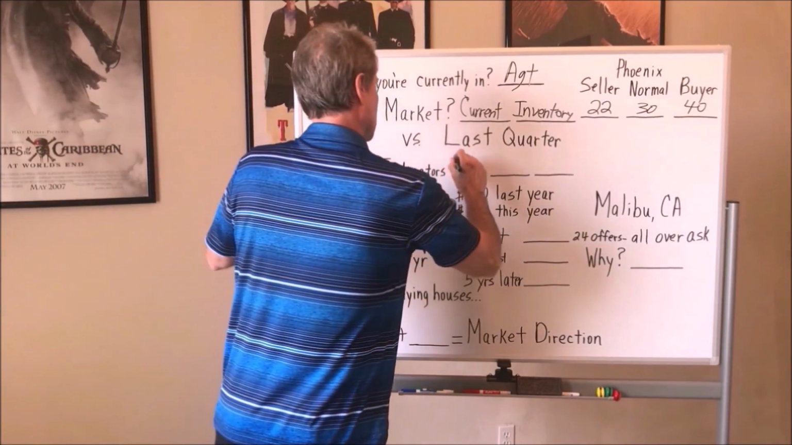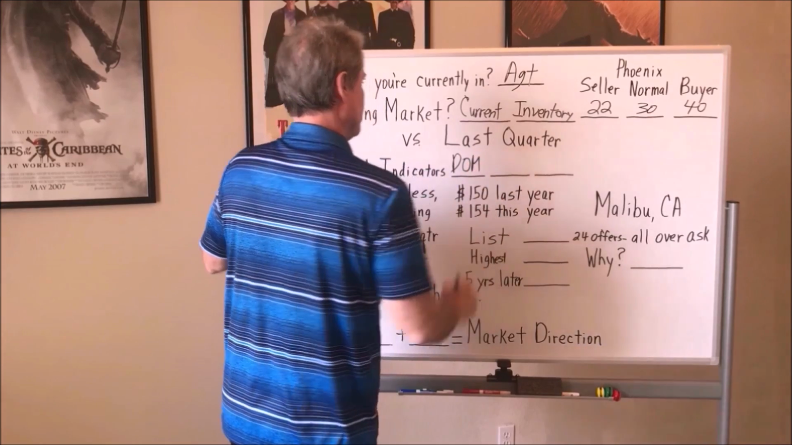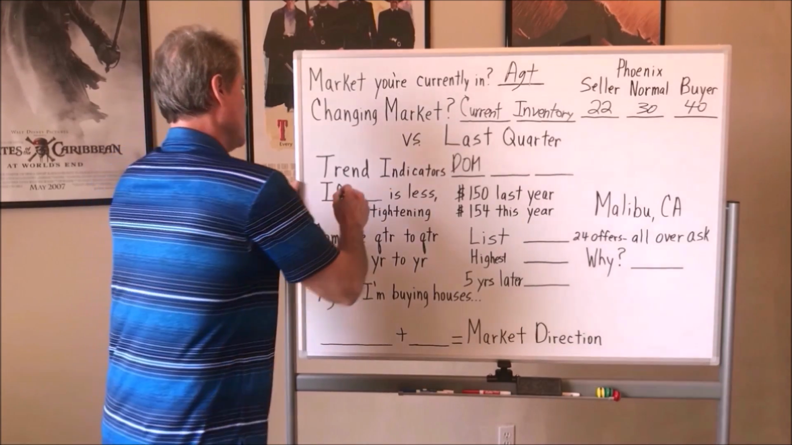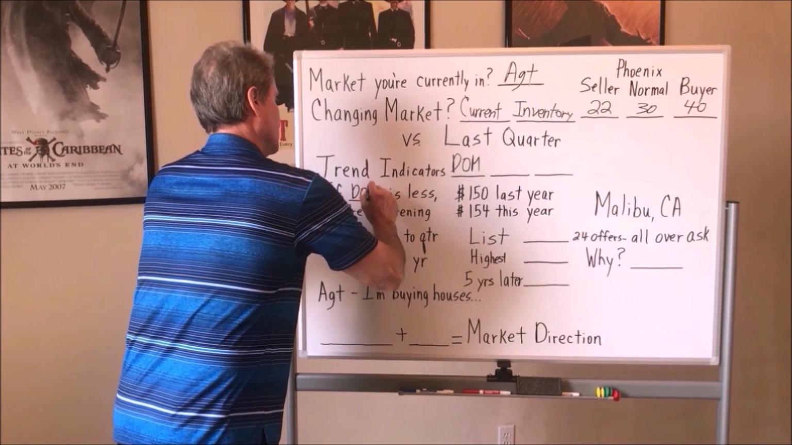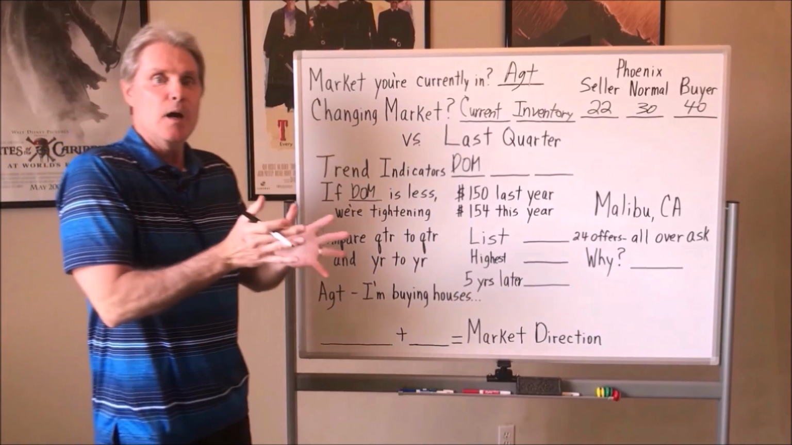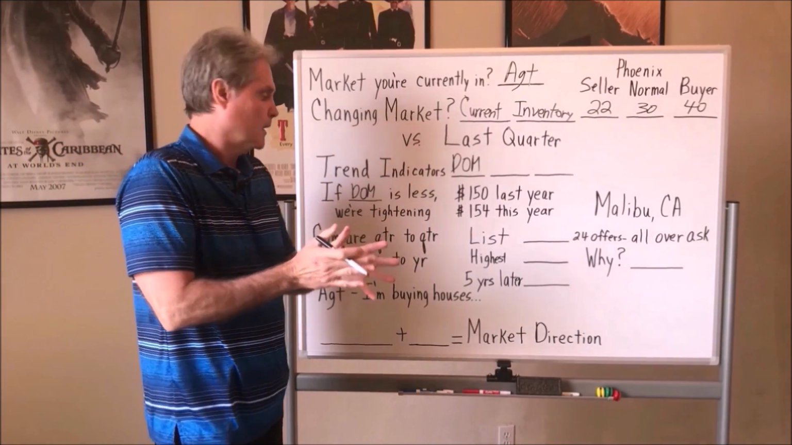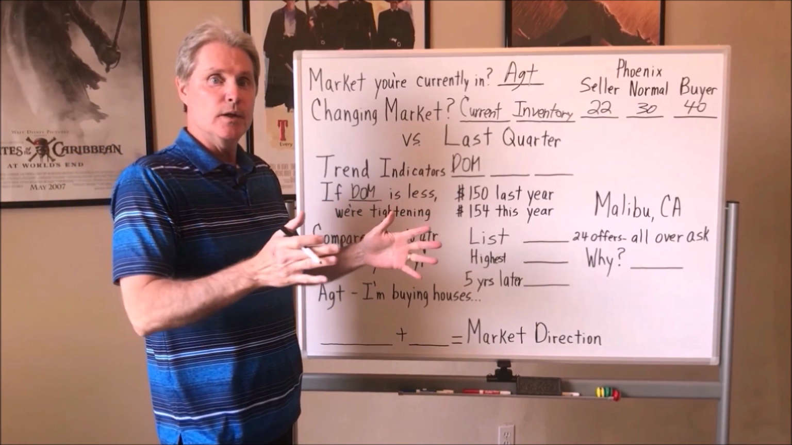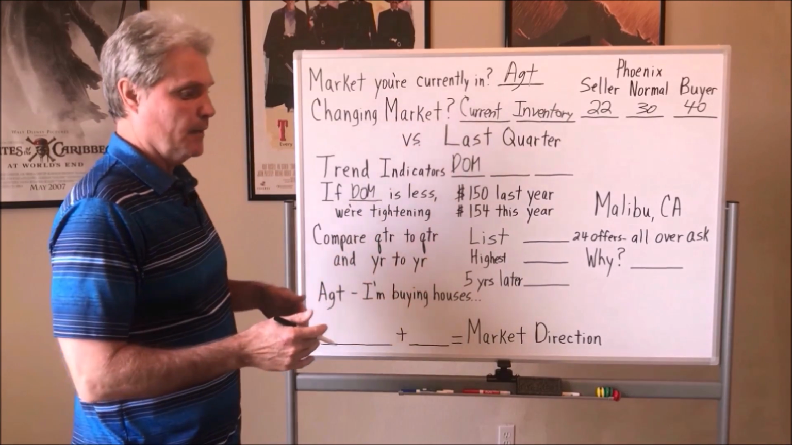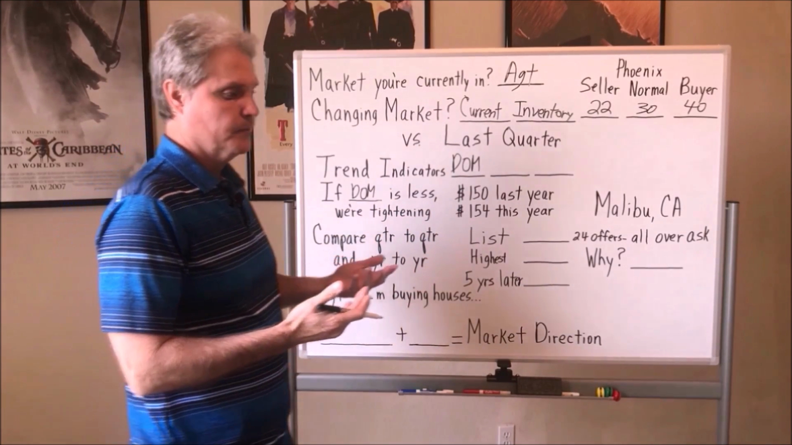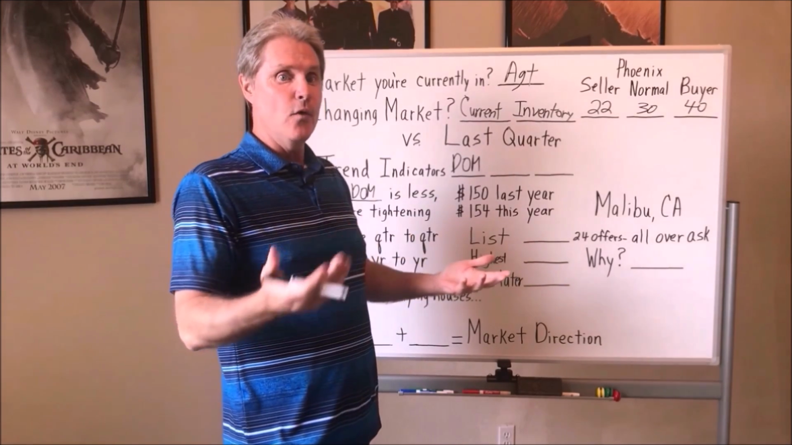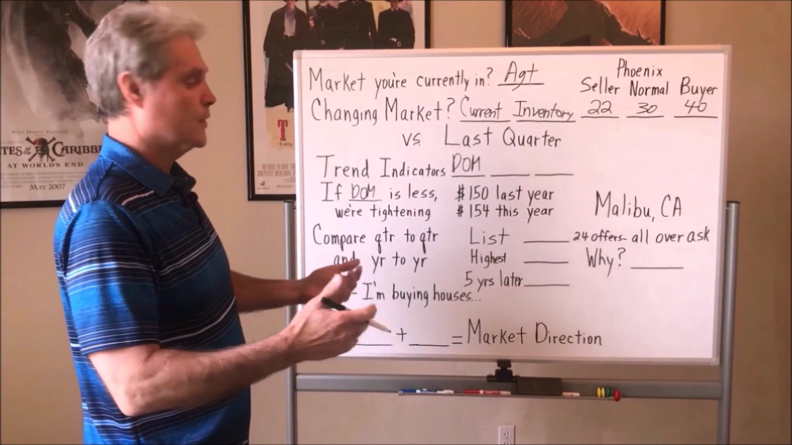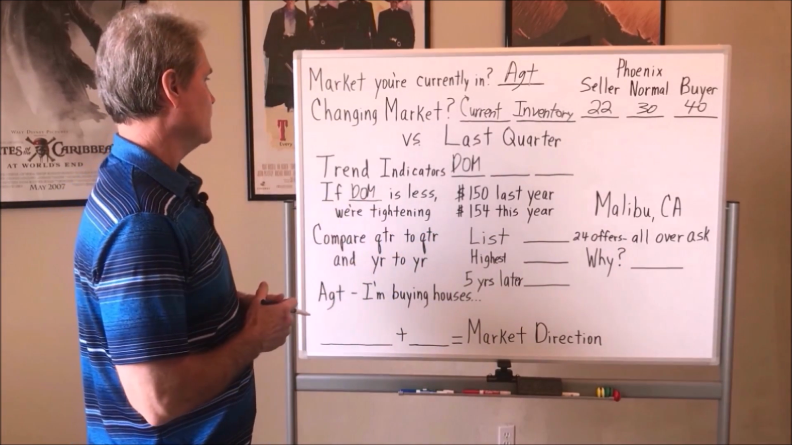So let's take a look at DOM. And DOM just stands for days on market. So if the days on market, or DOM, is getting less and less, we're tightening up and we're trending toward a seller's market. Conversely, if the DOM is getting larger and larger, we're trending toward a buyer's market. So let's say it was 35 days on market. Now it's more like 45. The houses are staying on the market longer. So we're trending toward that buyer's market.